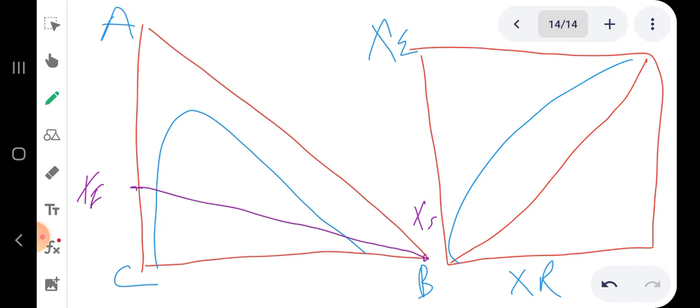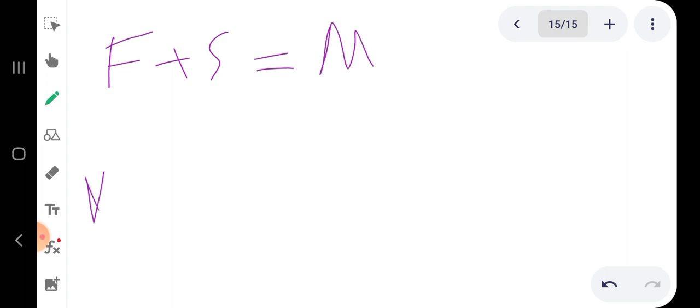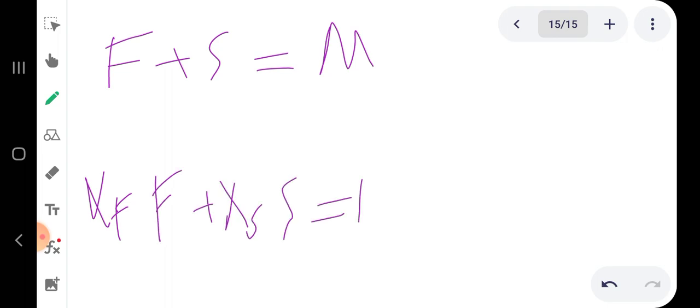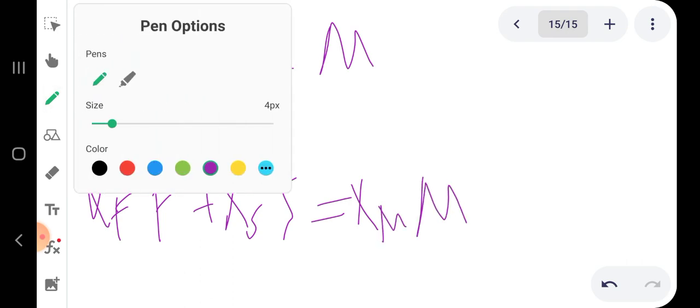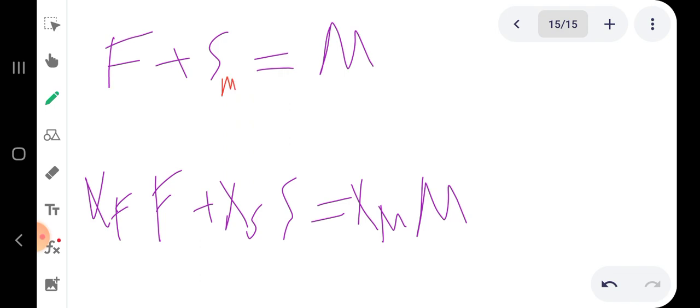First, to get S minimum, keep in your mind this relation: F plus S is equal to M, and XF F plus XS S is equal to XM M. Keep in your mind these relations from the material balance. Okay? Then remember, you want S minimum, so you need to get M minimum first.